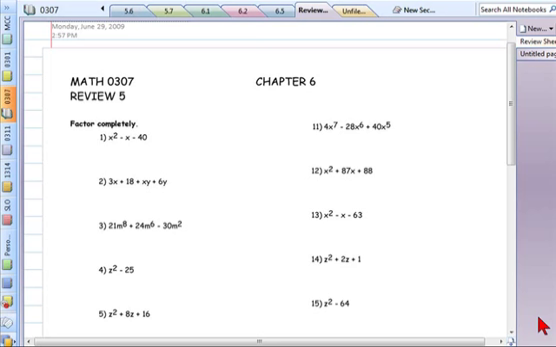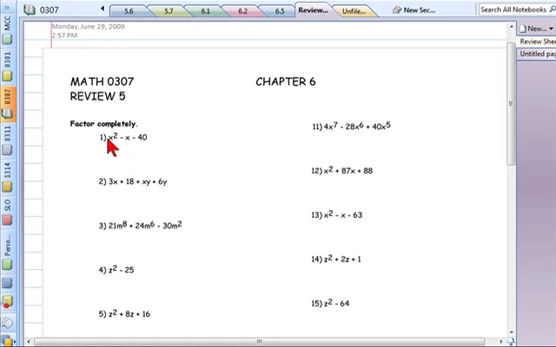Your test will be very much like this review, and the instructions will be like this. It simply says factor completely. If you encounter a polynomial that can in no way be factored, then you need to write down prime, or capital P would be fine, just like in my math lab.